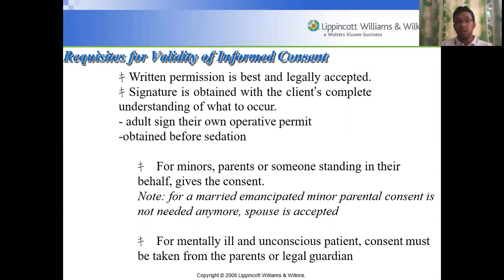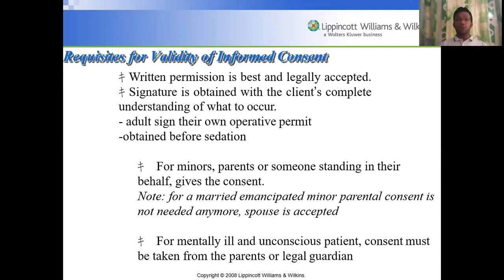Requisites for validity of the informed consent. To declare that the patient's informed consent is valid, the written permission is best and legally accepted. So written, they need to write it down or write their name, sign it as well. Signatures obtained with the client's complete understanding of what is to occur.